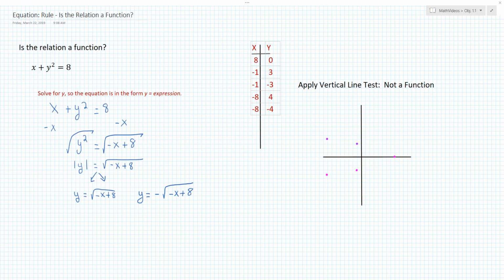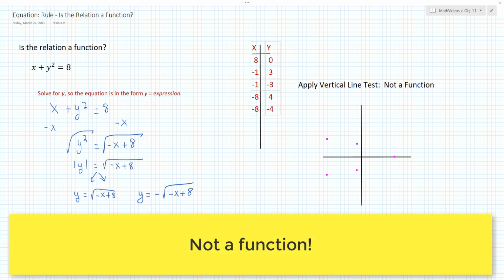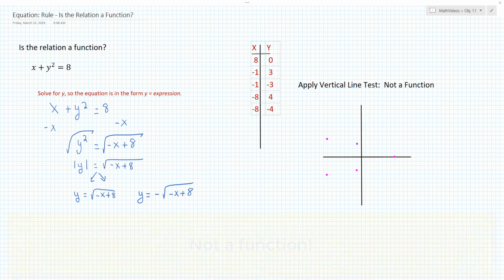As you can see, when we solved for y, we got two separate equations. That's saying that y is taking on two values for every x that we input. It may not be obvious at that point that this relation is not a function, but it may be if you realize that this y is taking on two values for every input.